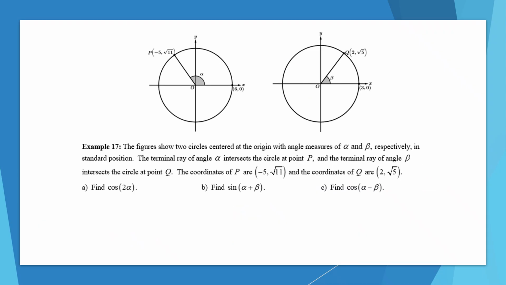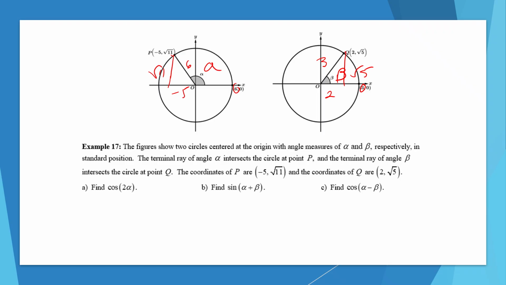And then 17 here, the figure shows two circles centered with angles A and B. Remember, this is A, and then this is B here. The coordinates are -5, comma, square root 11, and this is 6, our radius. And here the coordinates are 2 root 5, and then our radius is 3. Find cosine 2A, sine of A plus B, and cosine of A minus B.